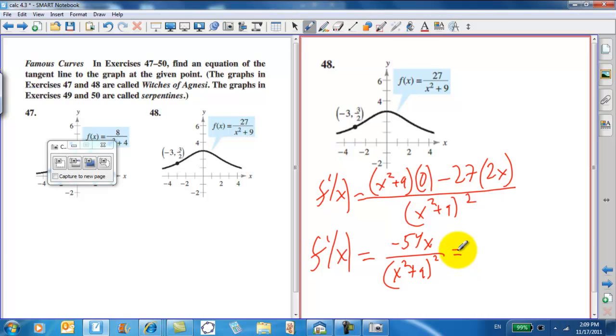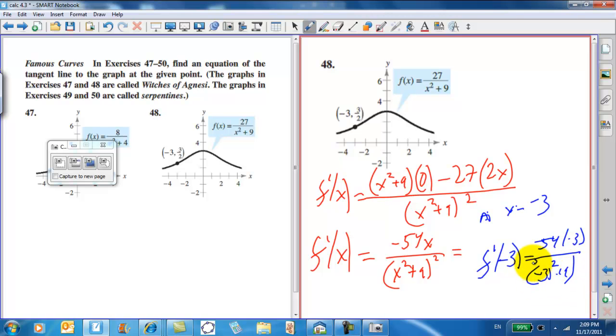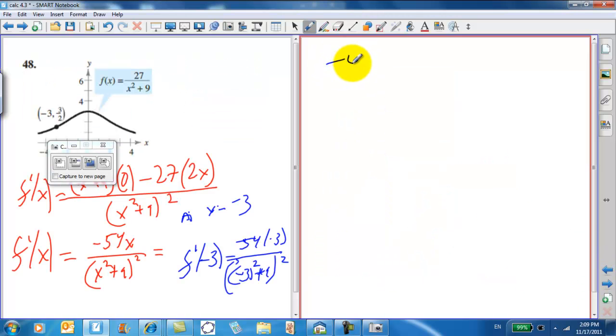Now we can use that to find the derivative at x equals negative 3. So we get f prime of negative 3 equals negative 54 times negative 3 all over negative 3 squared plus 9 squared. I'm actually going to leave it as negative 54 times 3 for now because I see some coming up down here. I'm seeing 18 squared. And we get, let me get on my calculator, and I get negative a half.